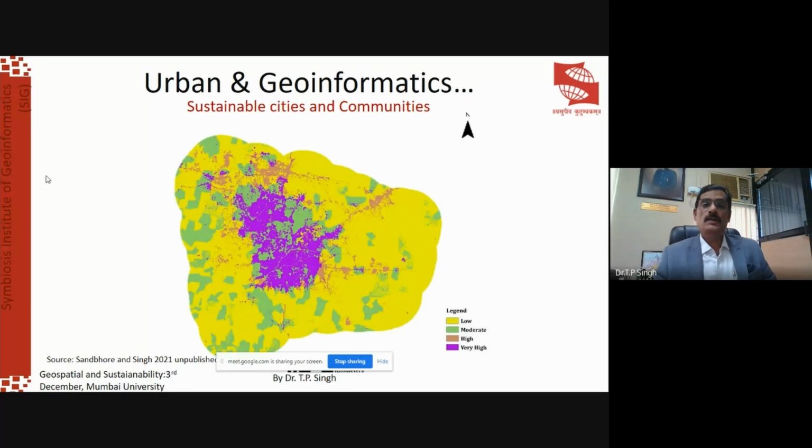If you look at the socio-ecological pattern, the total socio-ecological pattern is changing. A very high socio-ecological change has occurred in this area of Pune city. Then high change is in the eastern part of PMRDA, and in the northern part of PMRDA more socio-ecological change has occurred.